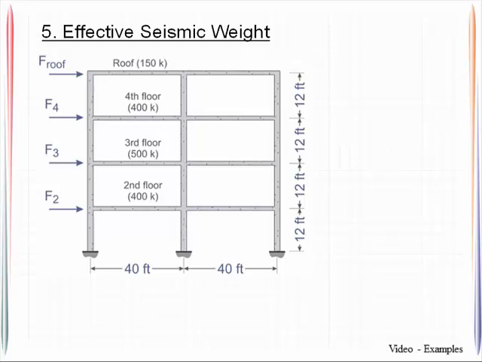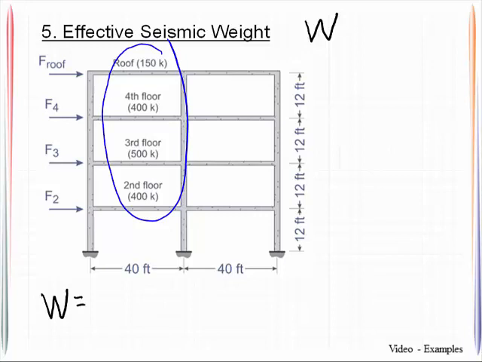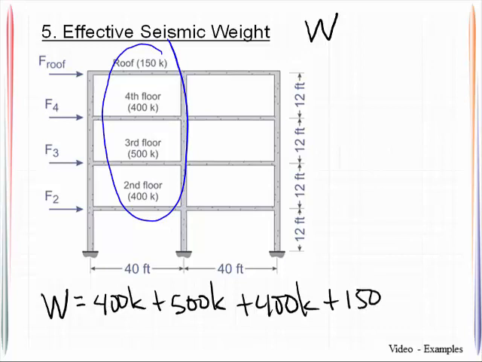Moving right along, next thing is we need the effective seismic weight, which we denote with this capital letter W. All we have to do there is sum up the total amount of weight. So we'll say W is equal to 400 kips plus 500 kips plus 400 kips plus 150 kips. And so just to confirm that, it is the total weight of the building that we are looking at. And that will total out to be 1,450 kips.